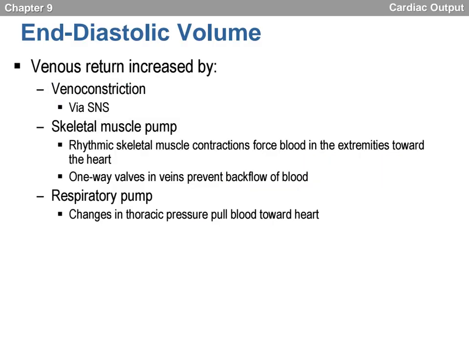In the previous few slides, I mentioned that the end diastolic volume is principally determined by the venous return. And there are three things that are going to determine venous return. There's venoconstriction, which we'll talk about, and that's via the sympathetic nervous system activity. There's something called the skeletal muscle pump, and we'll talk about that in more detail. And then finally, the respiratory pump.